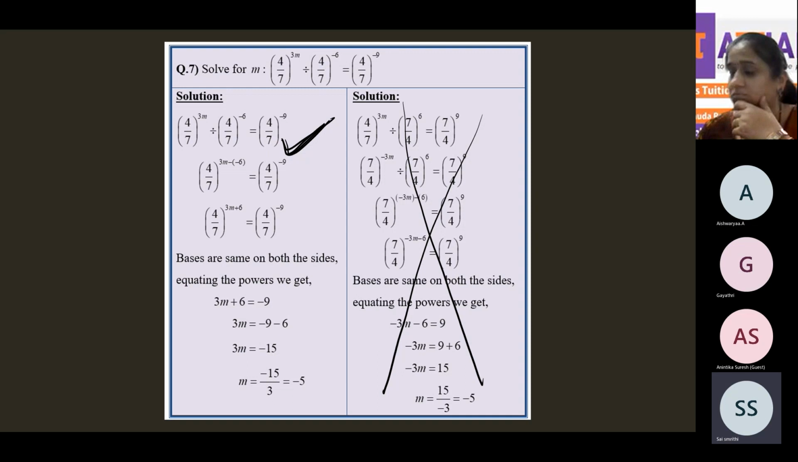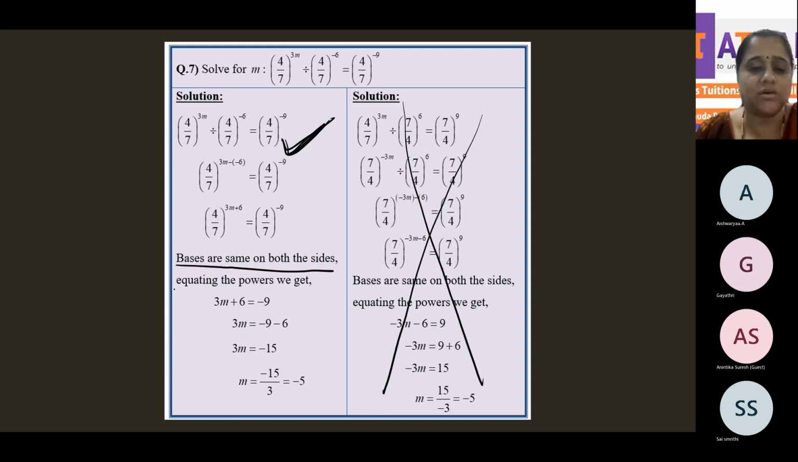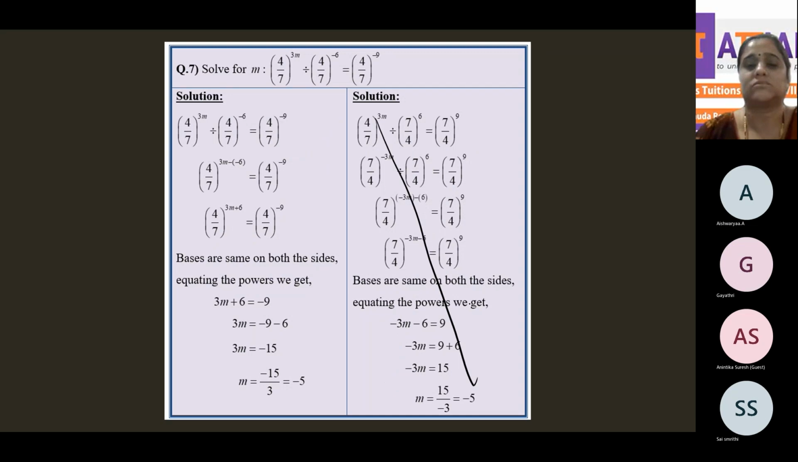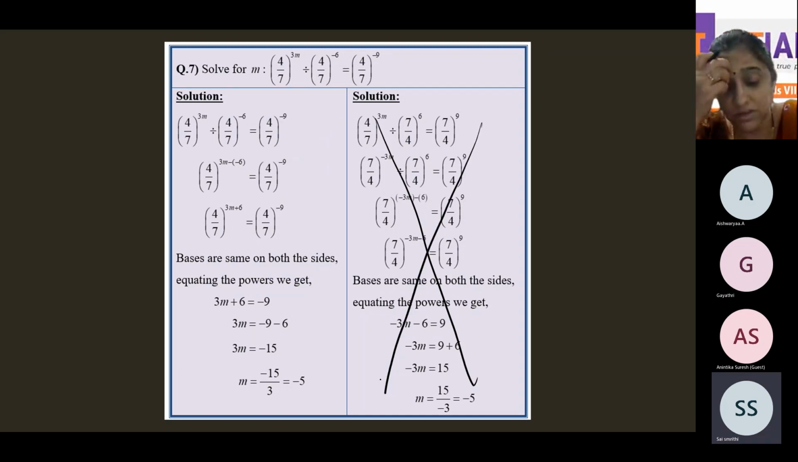Ma'am, I'm having a doubt with the first one. Yes, Smriti. What's your question? Ma'am, we are cancelling out the 4/7. No, I told you, you should not cancel. See the reason here: bases are same on both the sides, so we equate the powers. 3m plus 6 is equal to minus 9. It's like you're just cancelling this, so you are left with 3m plus 6 is equal to minus 9. You should not actually cancel it. Okay, ma'am.